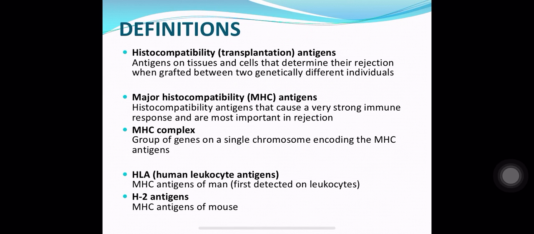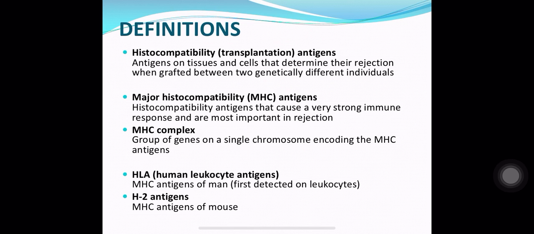Whenever a transplant is done, these antigens will check if compatibility is there or not, and if there is incompatibility of the antigens, then the immune system will reject that transplanted organ or tissue. So these are known as histocompatibility antigens. They are basically cell surface antigens or cell surface molecules which determine whether the grafted tissue will be accepted or rejected. If they are similar to the host antigens, then they will be accepted. If they are not similar to the host antigens, then they will not be accepted.